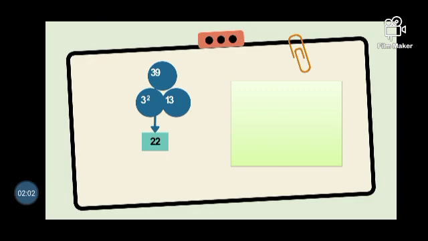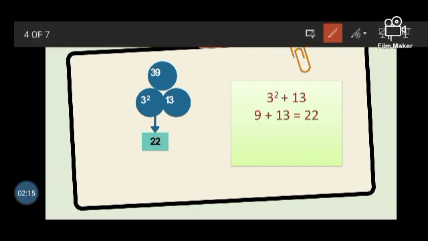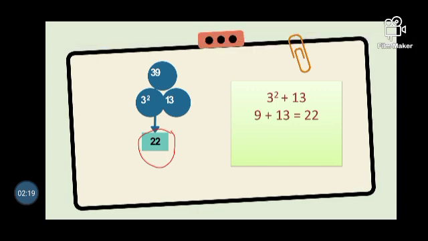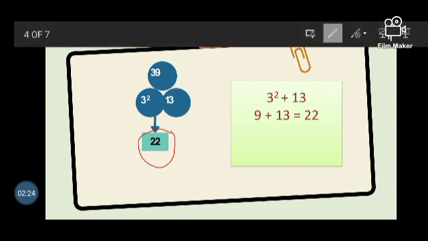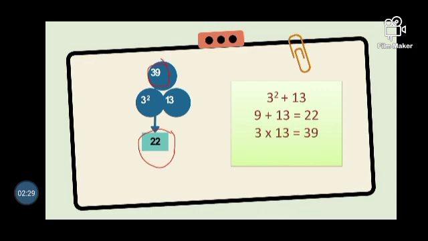Okay, here we have this picture. 3 squared plus 13. 3 squared is what? 9. 9 plus 13 gives 22. This 22 we have here, right? And how do we get 39? How do we get this? It's simple. Simply 3 times 13 without the square. 3 times 13 gives 39.